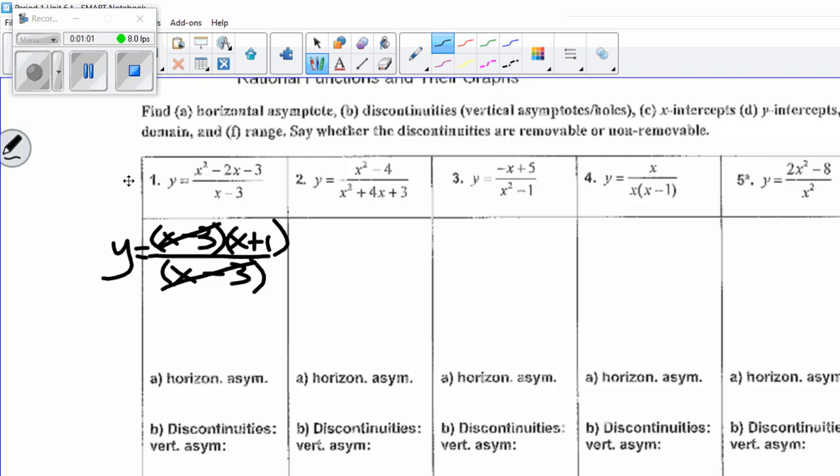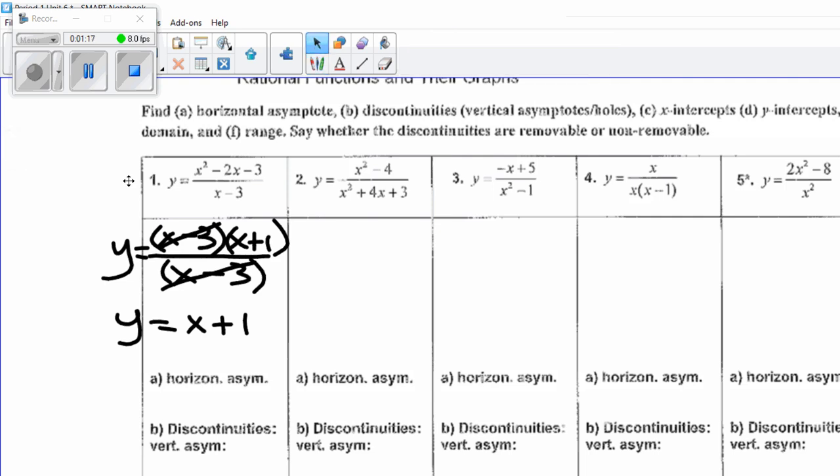When x is 3, that is going to be a hole. So what I end up with is y equals x plus 1. When x is 3, y would be 4, and that is going to be my hole. So that would be a discontinuity.